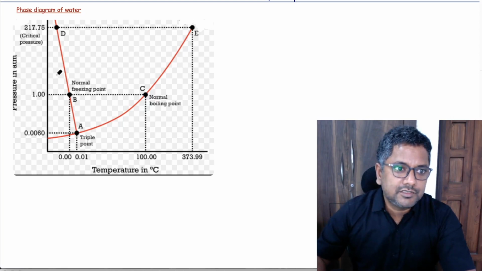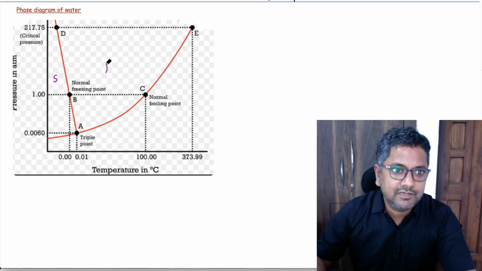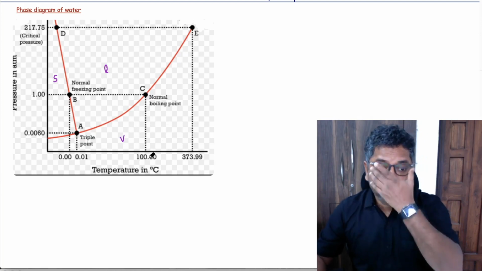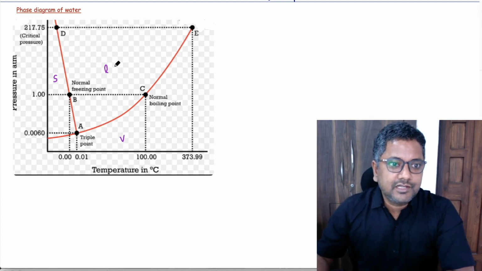So this is a solid region, meaning H2O solid, which means ice, and this is liquid, and this is the vapor region, right? So this region is vapor, this is liquid, and this is solid in the phase diagram.